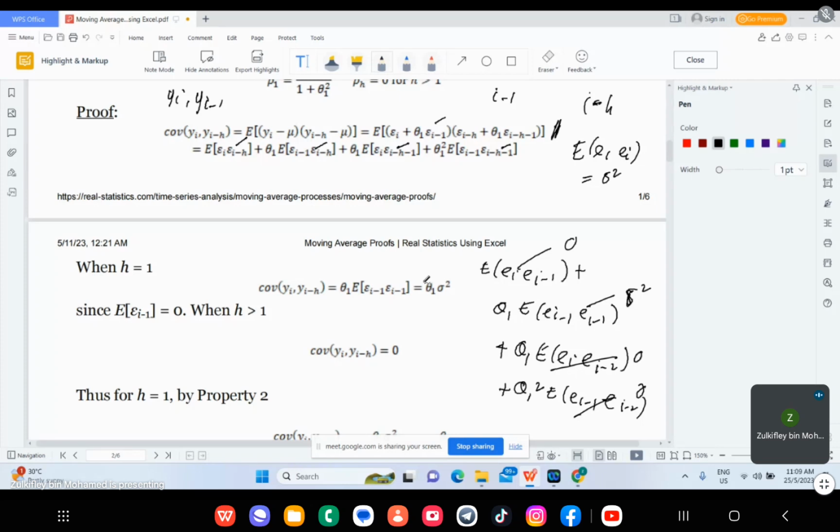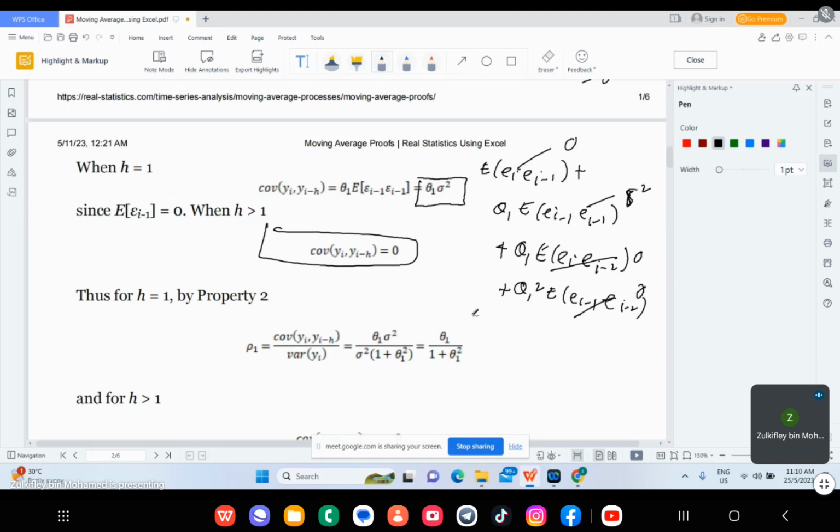That is for covariance i minus 1. If h is greater than 1, other than that, the covariance is equal to 0. It must be equal to 1. If other than this, it is equal to zero. Covariance equals zero. It must be 1 only. Greater than 1, it must become zero. So that is why we get the covariance of i and i minus h is equal to theta 1 sigma squared.